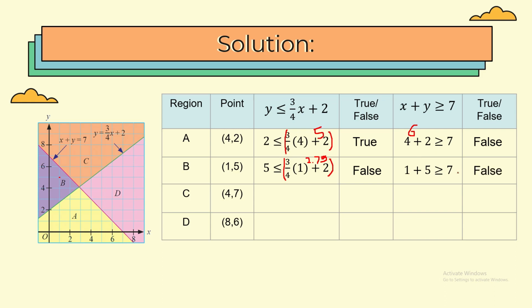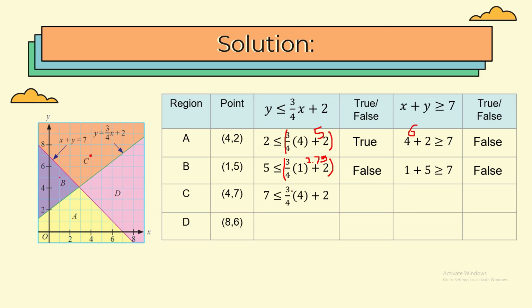And we move on to region C, the orange color one. I randomly pick a point from this region C. I choose (4, 7), which is around here. You can choose any point that you want as long as it is in that region. Then you substitute the point into the linear inequalities and solve it.